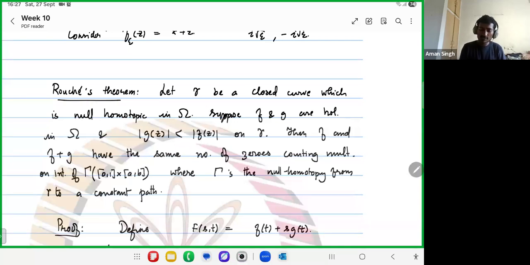Let gamma be a closed curve which is null homotopic in omega. Suppose f and g are holomorphic in omega with an extra condition that modulus of g is always less than modulus of f on the curve gamma. Then f and f plus g both have the same number of zeros, counted with multiplicity, inside that curve.